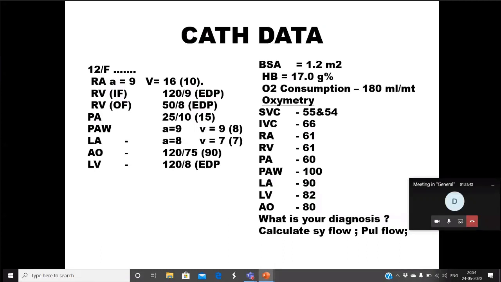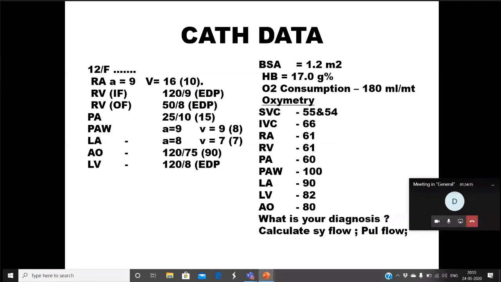It is not an absolute principle that it should be that way. Mostly it is equal to or slightly more than the A wave, but it can be this way also, so I won't give too much importance to that. Yes, sir. Normal. Okay, right. Aorta, sir, 120 by 75 and mean of 90, so that is normal. And LV, sir, 120 by 8, so that is also normal, sir.